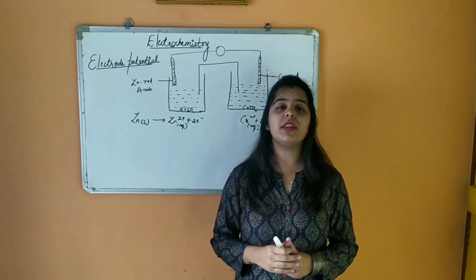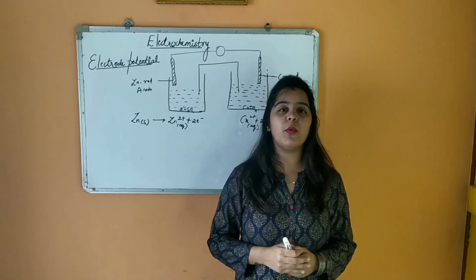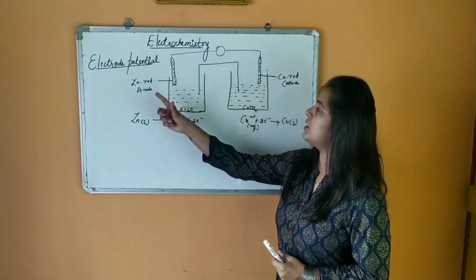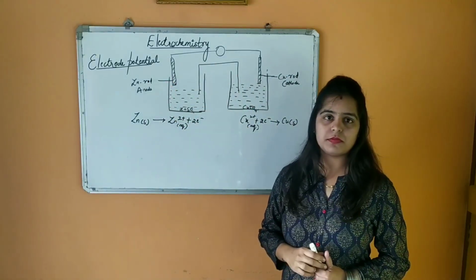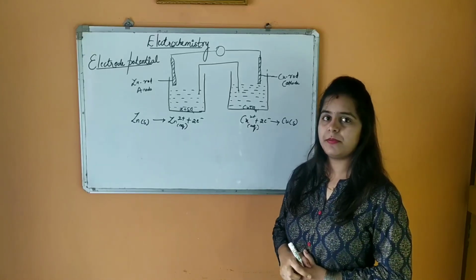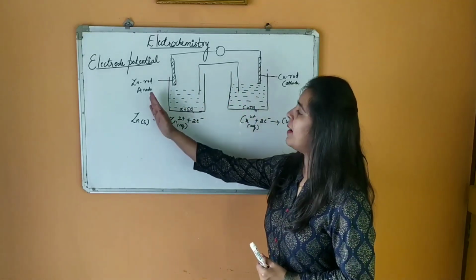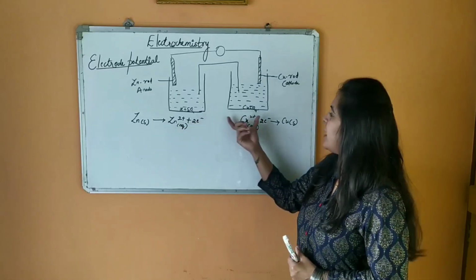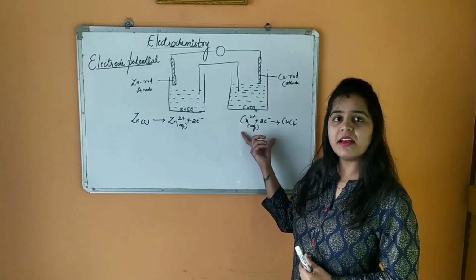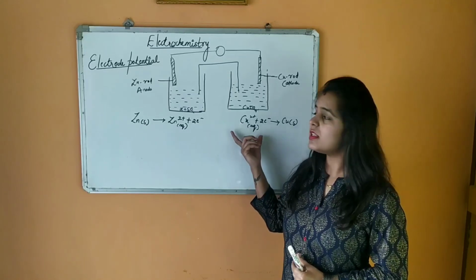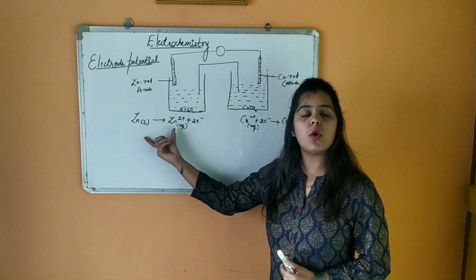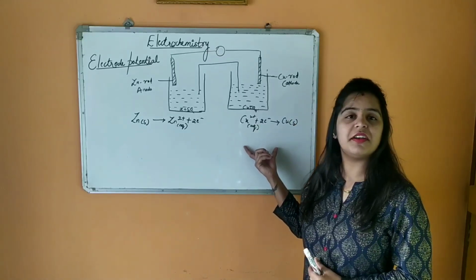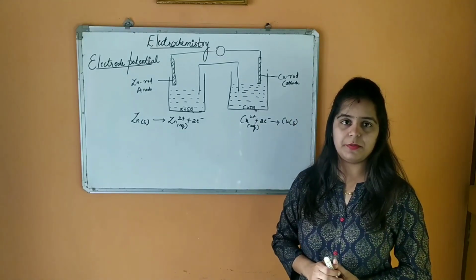So before beginning with the new lecture, I want to revise from the previous lecture. This is your typical Daniell cell, which you have already studied. You know that the left part of this cell is called the oxidation half cell and the right side is called the reduction half cell. The reason is on the left side there is oxidation reaction which is happening and on the right side there is reduction reaction which is happening.